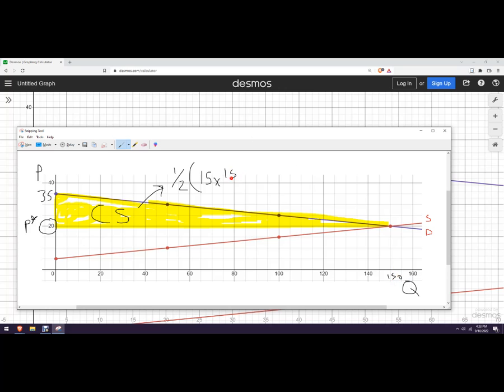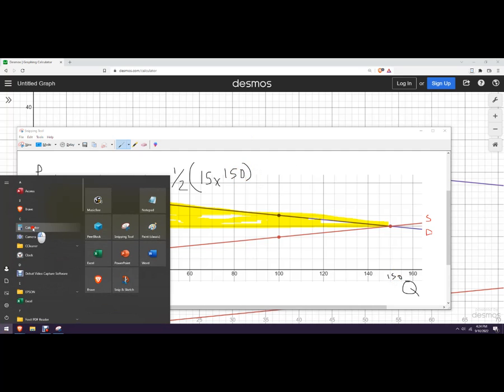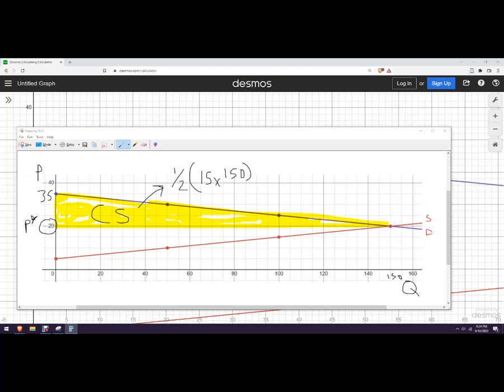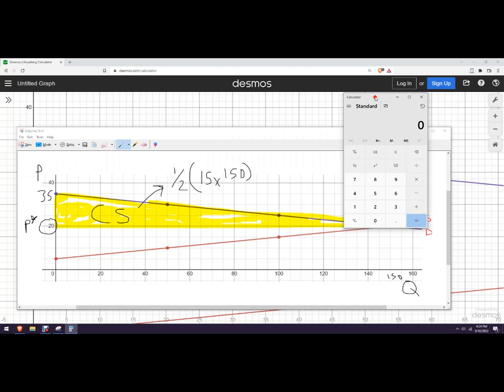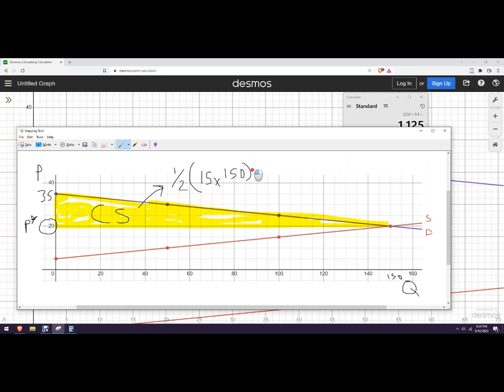Just going to multiply that by 150. I don't know what that answer is off the top of my head. Let me get a calculator here. It's 15 times 15 with an extra 0. All right, 15 times 150 times a half. So that would be 1,125. Okay. So that's the consumer surplus. And the consumer surplus, if you're curious, when it comes to units, it's in money units.